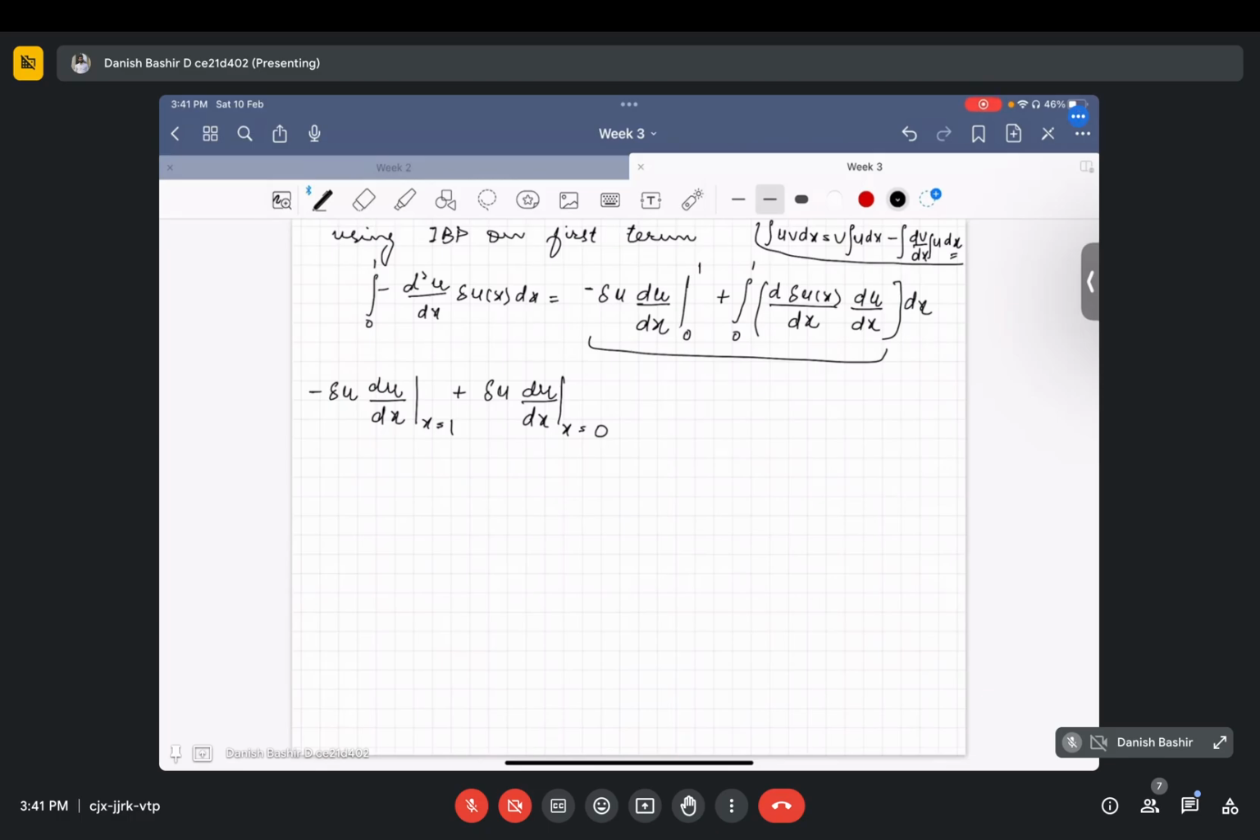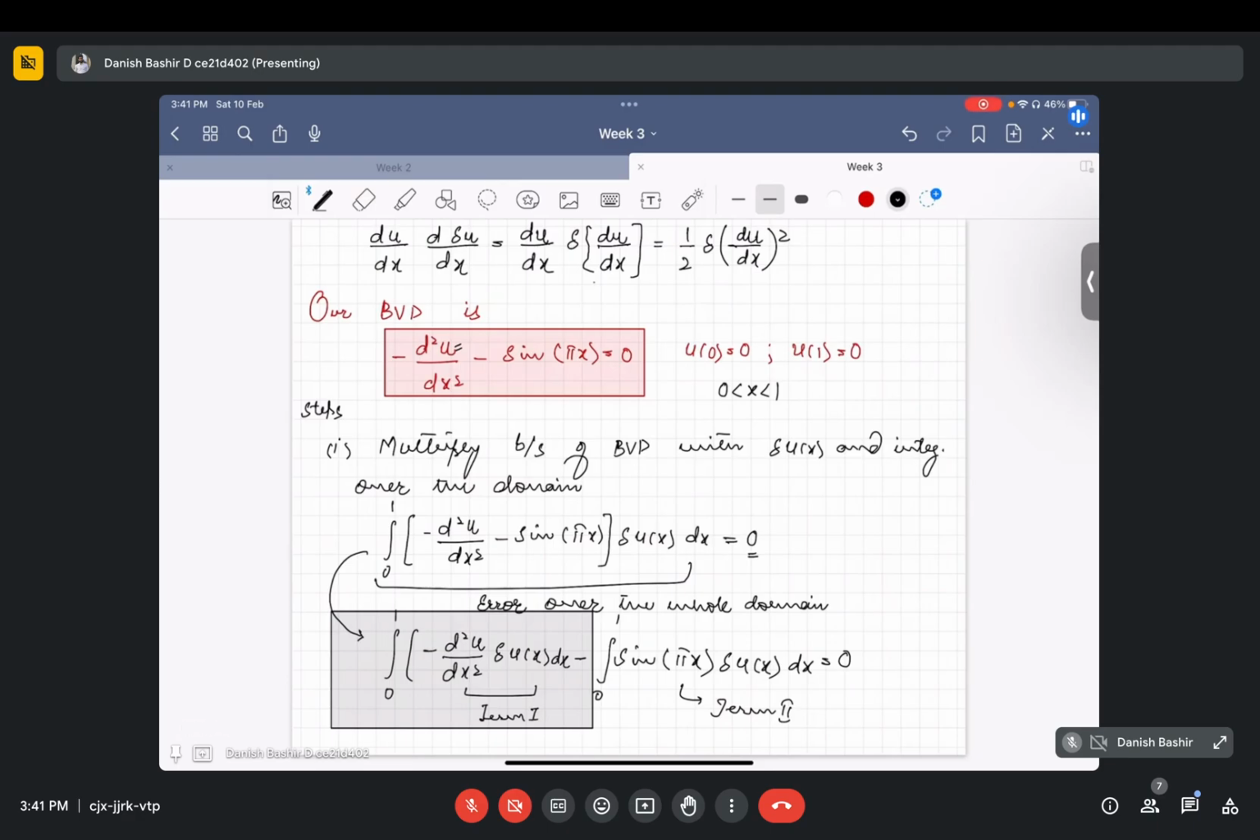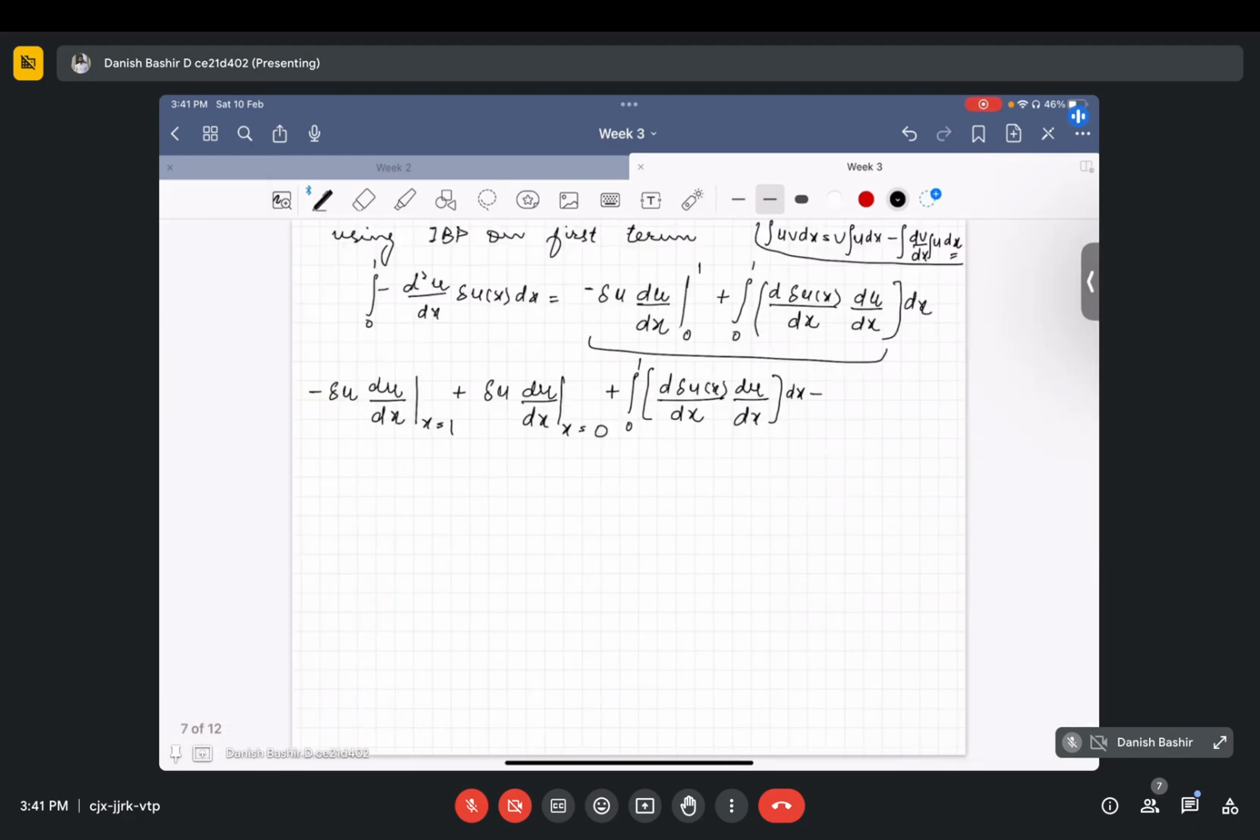Then we have this term, plus integral 0 to 1, we have d of delta u of x by dx du by dx dx. Okay, minus, we have this term, the second term, this minus sin pi x delta u of x dx. Minus integral 0 to 1 sin pi x delta u of x dx, everything is equal to 0.